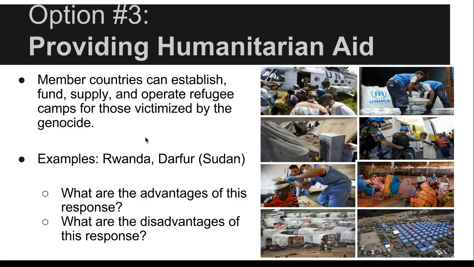genocides. Option 3 is humanitarian aid. Here are some great photos of some international community groups, different kinds of NGOs, offering humanitarian aid around the world. So this is when member countries can establish, fund, supply, and operate refugee camps for those victimized by the genocide. So Rwanda and Darfur, which is in Sudan, which is in Africa, are great examples in which we see this occur. So these groups go, they provide humanitarian aid to help the people who are suffering from genocide.